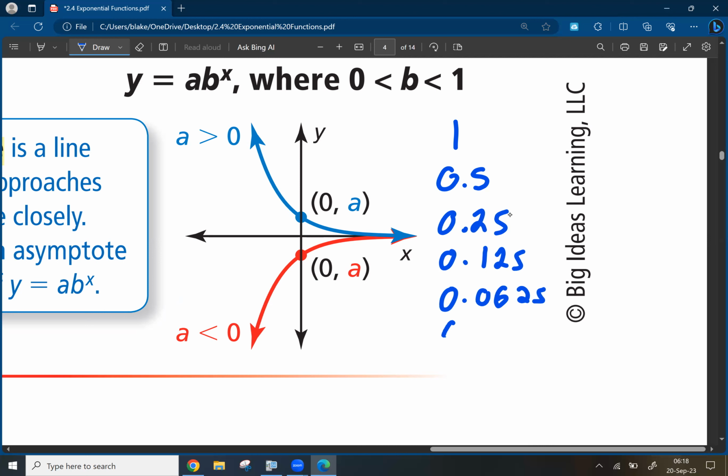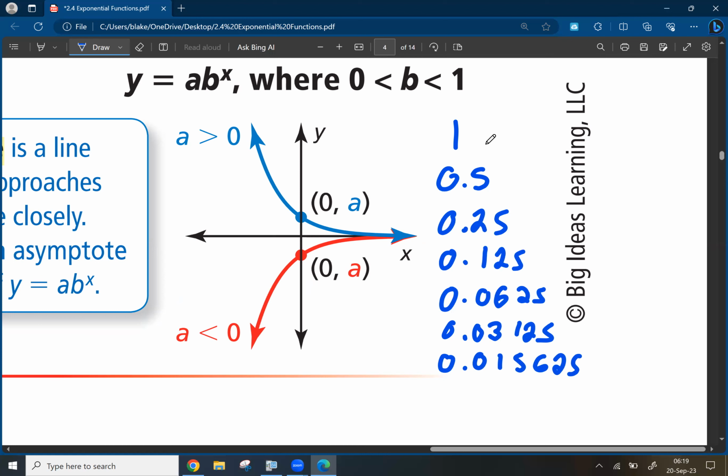You get 0.03125. You take half of that, you get 0.015625. Now, my point is, try to recognize what happens here visually. You go from 1 to half to 0.5 to 0.125, et cetera, et cetera.